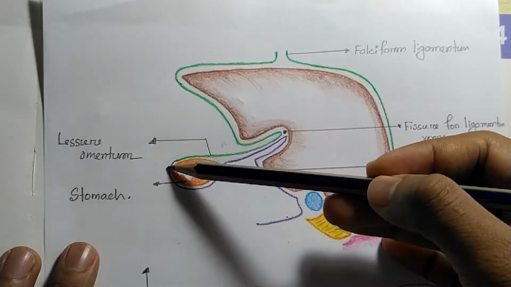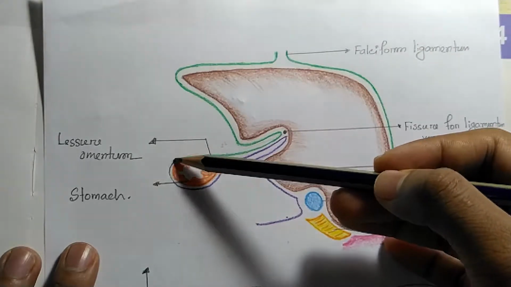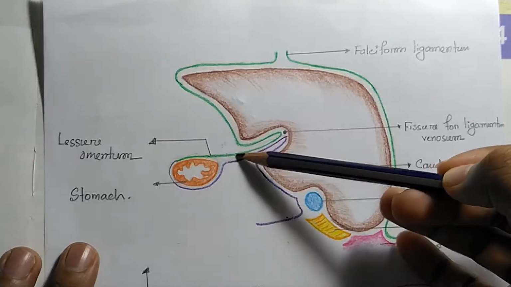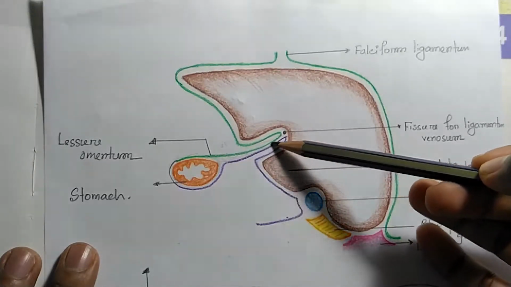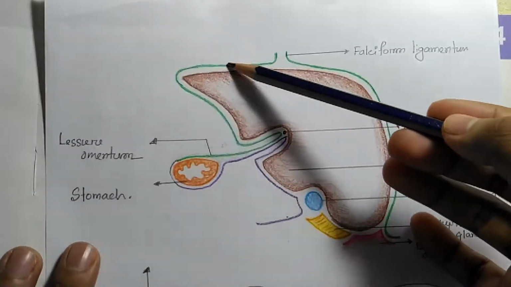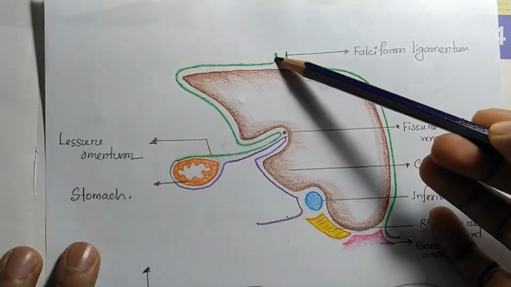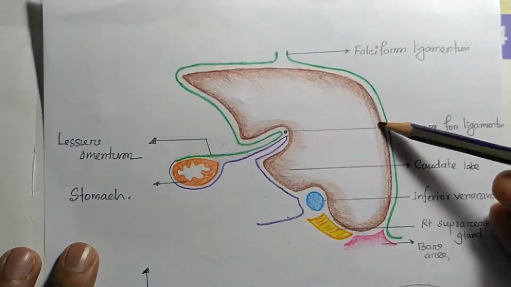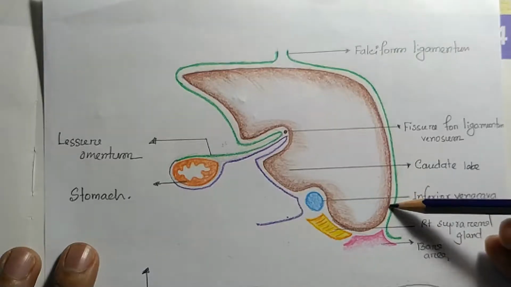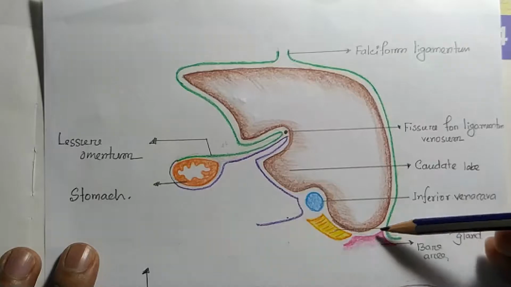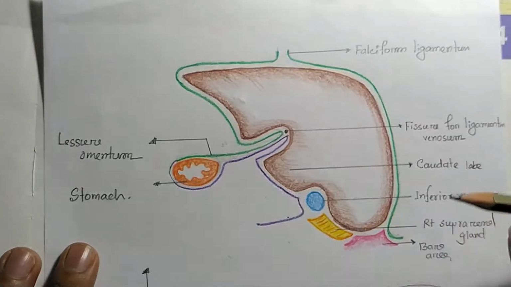And the peritoneal reflection is present on the anterior surface of the stomach. Then on the right side it will become the lesser omentum, then it covers the whole liver, and it will continue as the falciform ligament, then it will ultimately attach with the diaphragm. But the bare area is non-peritoneal, that's why there is no peritoneal reflection here.